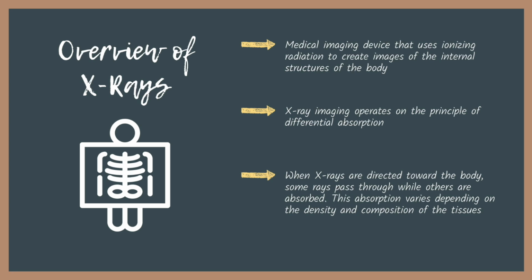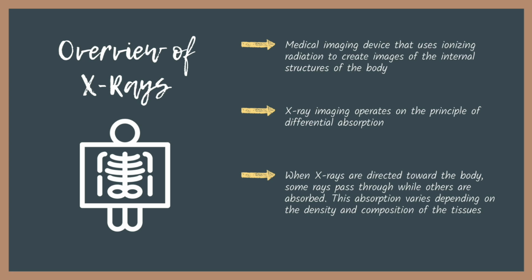So X-ray imaging operates on the principle of differential absorption. When X-rays are directed towards the body, some rays pass through while others are absorbed. This absorption varies depending on the density and composition of the tissues.